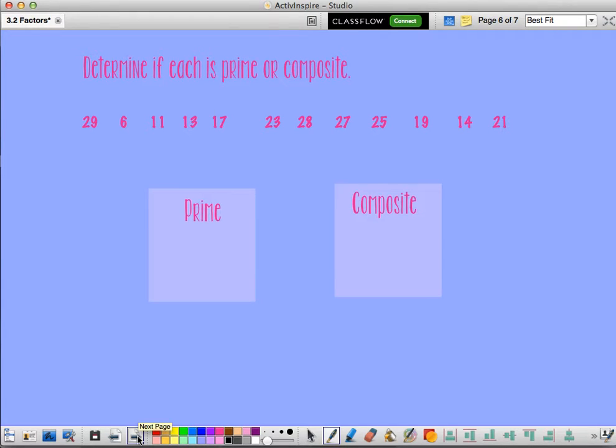Okay, so now all we're going to do is look at the numbers in the list above, and we're just going to write down, is it prime or is it composite? Use your divisibility rules, right? So let's look at 29.